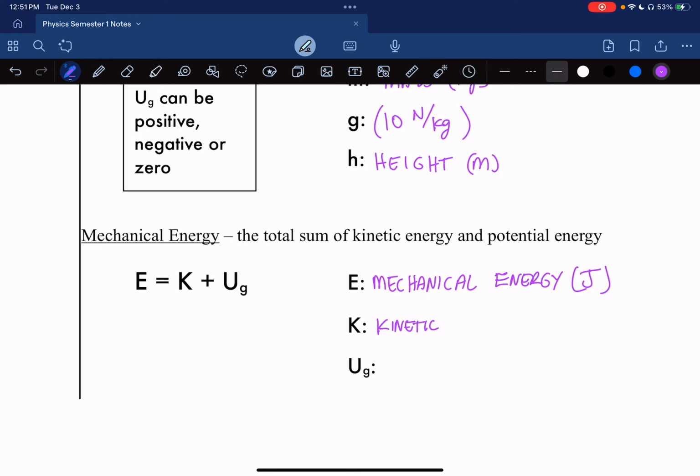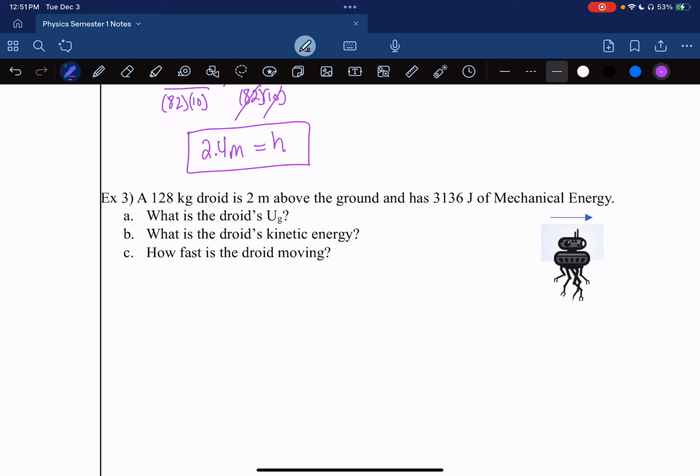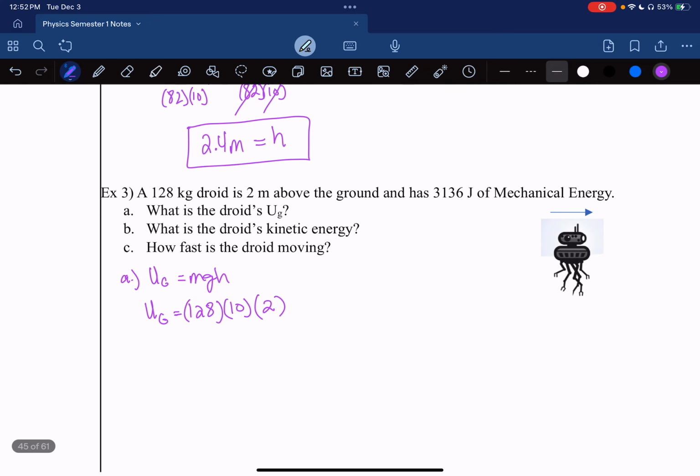But let's do an example here. So this is kinetic energy, you all know. We really don't have to define these, but we already started. Everything is in joules. All energies are in joules. So a 128 kilogram droid is 2 meters above the ground and has 3,136 joules of mechanical energy. So question A, what is the gravitational potential energy, which is mgh? So we'll just do a quick calculation here. The mass is 128, g is 10, and the height is 2 meters. The gravitational potential energy is 2,560 joules.